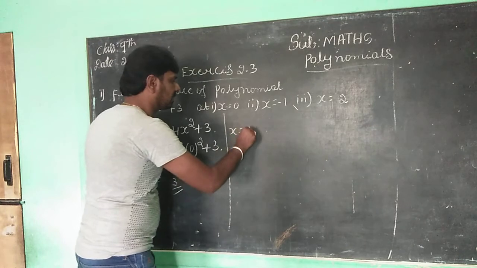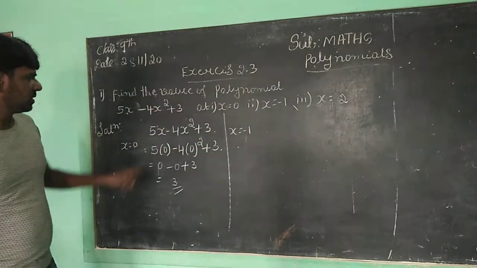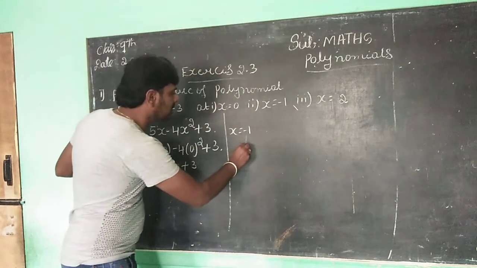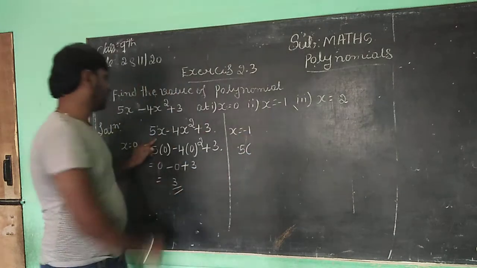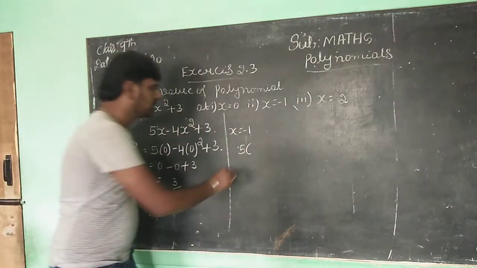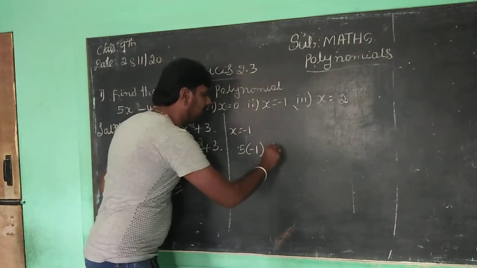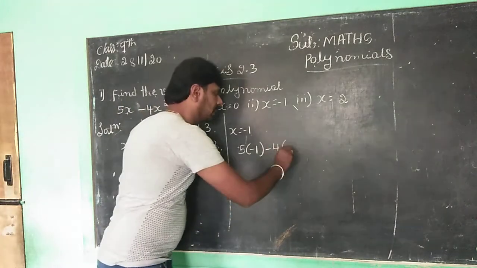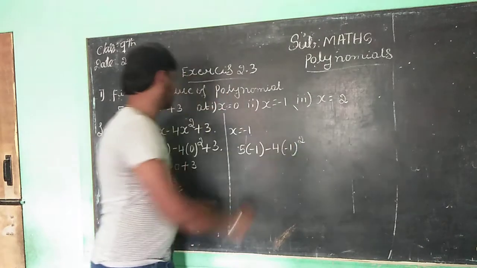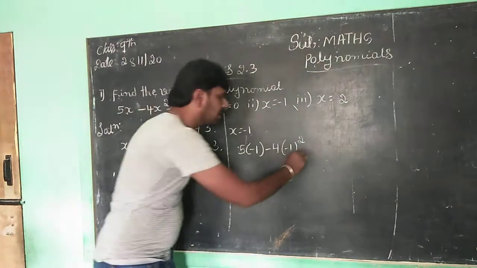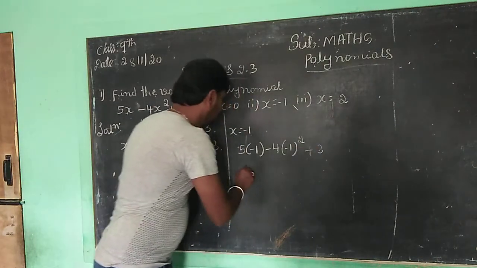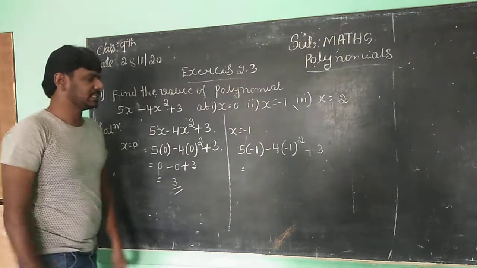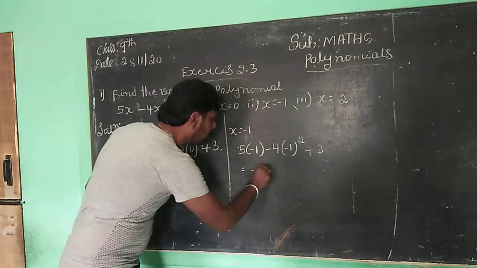So next you want to substitute x is equal to minus 1. Suppose x is equal to minus 1, you want to substitute. Write 5, in place of x the value is minus 1, and write minus 4, in place of x the value is minus 1 square. So write plus 3. Correct children? So plus into minus, minus 5 1s are 5.